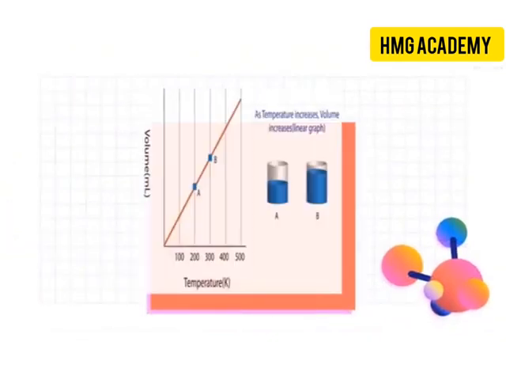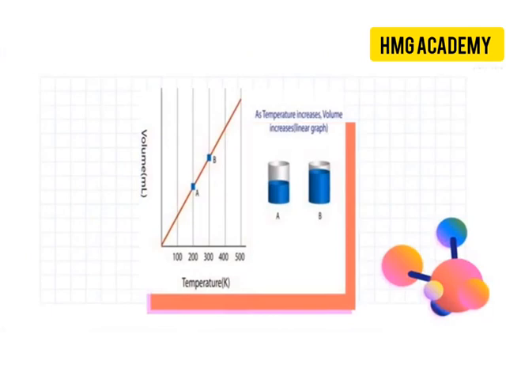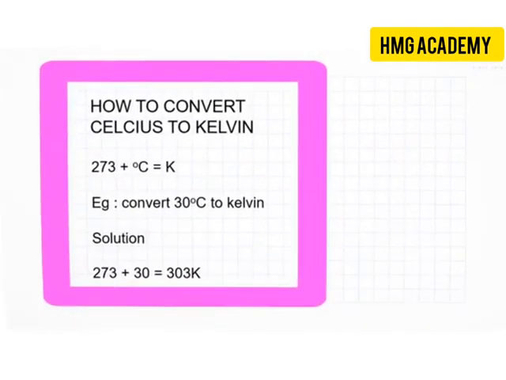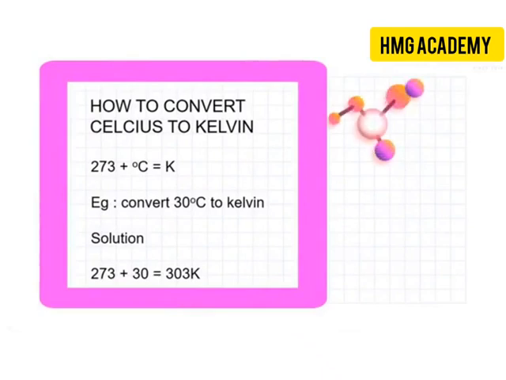Here now is a graphical representation of Charles' law, where volume would be increasing as temperature is increasing. Now, to carry out effective calculation on Charles' law, you need to know how to convert between Celsius and Kelvin. To do that conversion, 273 plus the Celsius value will give you the Kelvin value.